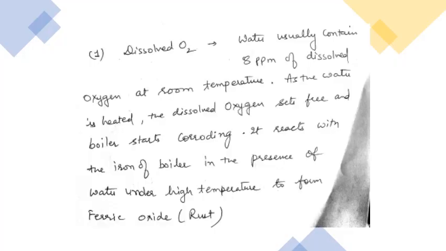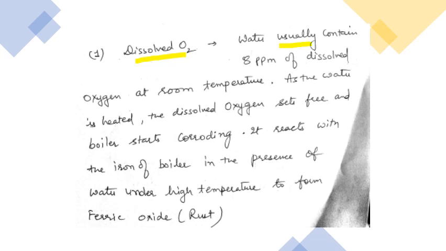So the boiler corrosion is the decaying and the disintegration of the boiler body material due to the chemical or the electrochemical reaction with the environment, and the various causes of the boiler corrosion are the dissolved oxygen, dissolved carbon dioxide and the mineral acids. Now we see individually how the dissolved oxygen is responsible for the boiler corrosion, and then the dissolved carbon dioxide and mineral acids.